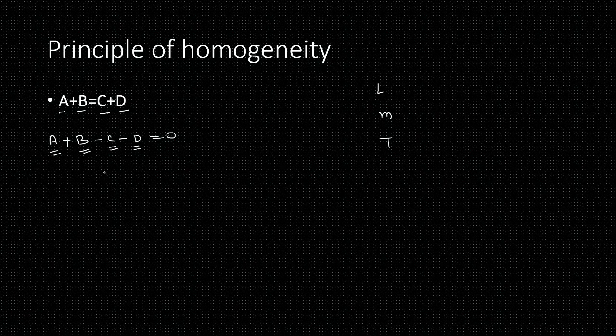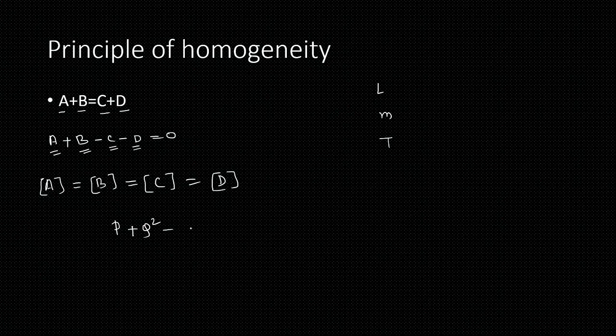So what can I say from this equation? We can say that the dimension of A will be equals to the dimension of B will be equals to the dimension of C will be equals to the dimension of D. Okay, is that clear to all of you? I hope it is clear to all of you. So we can make addition or subtraction from the same dimension, same physical quantity, not from a different physical quantity.